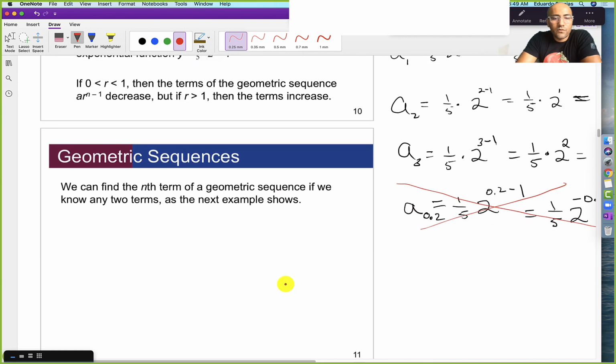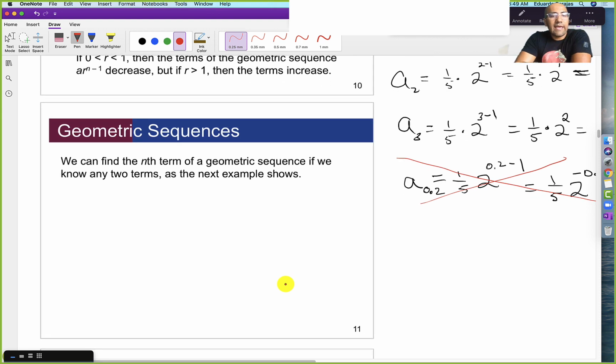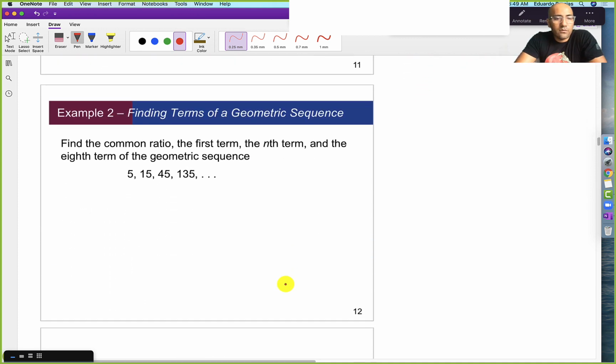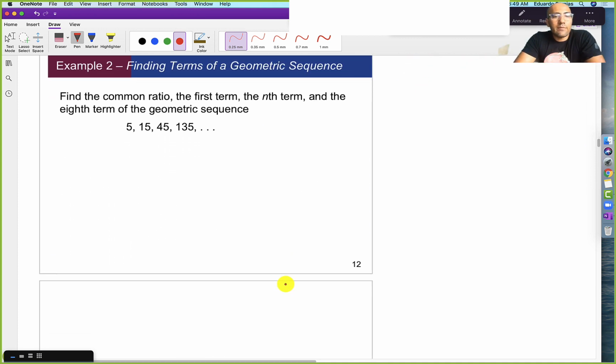Good? Good. Okay, we can find the nth term of a geometric sequence if we know any two terms, as the next example shows. Let's say we're given this one: find the common ratio, the first term, the nth term, and the eighth term of the geometric sequence. This one is super easy. It's a good one to practice on, but I would not give you something like this on the next test. It's just way too easy.